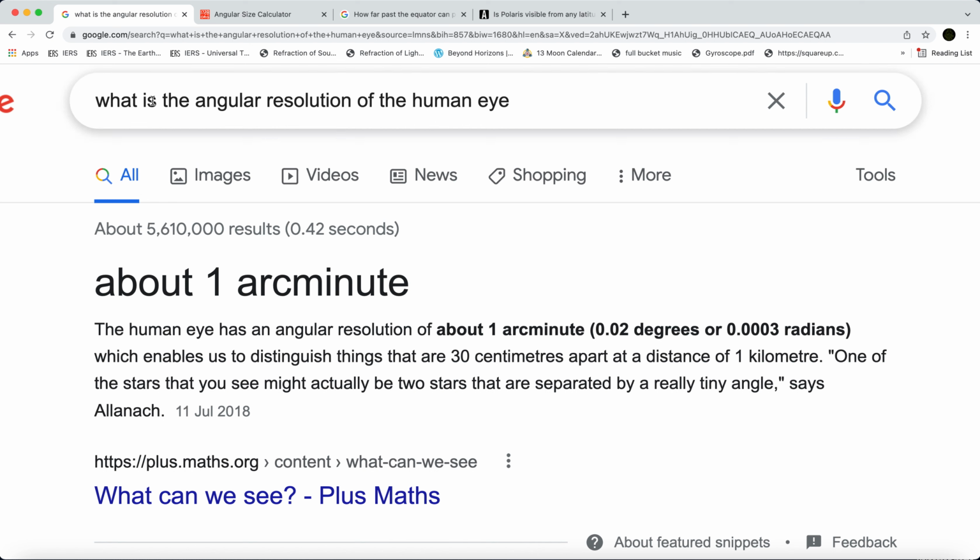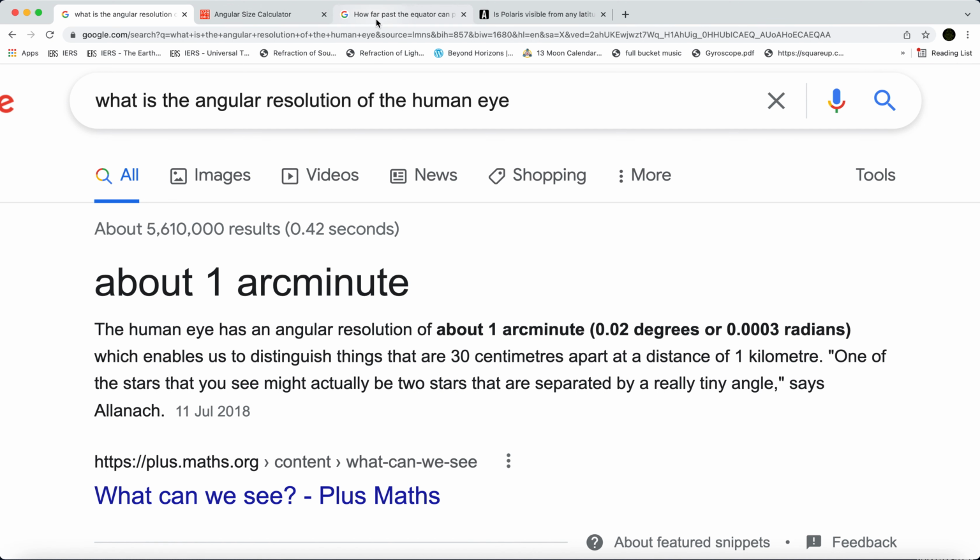This is about, first, what is the angular resolution of the human eye? About 1 arc minute, about 1 minute of a degree. The human eye has an angular resolution of about 1 arc minute, 0.02 degrees or 0.003 radians, so it enables us to distinguish things that are 30 centimeters apart at a distance of 1 kilometer. That's very, very good, the human eye.